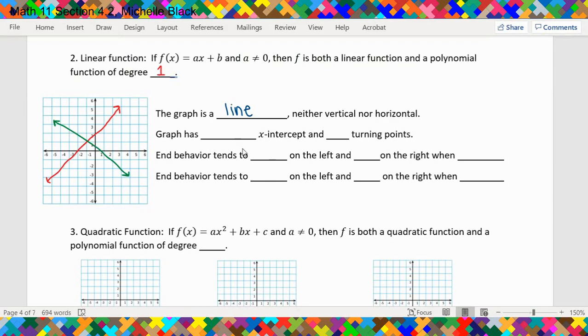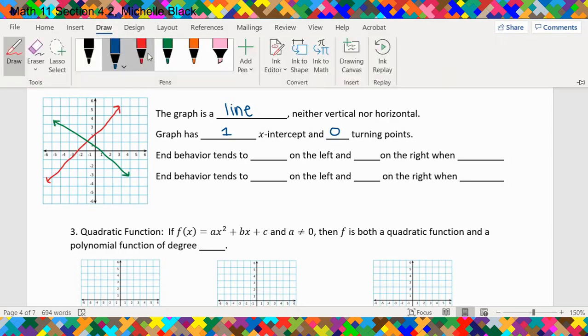The graph will have 1 x-intercept and 0 turning points. If we're talking about a line, the line never changes from increasing to decreasing or decreasing to increasing. It is always increasing or always decreasing. So I'm never going to have a turning point.